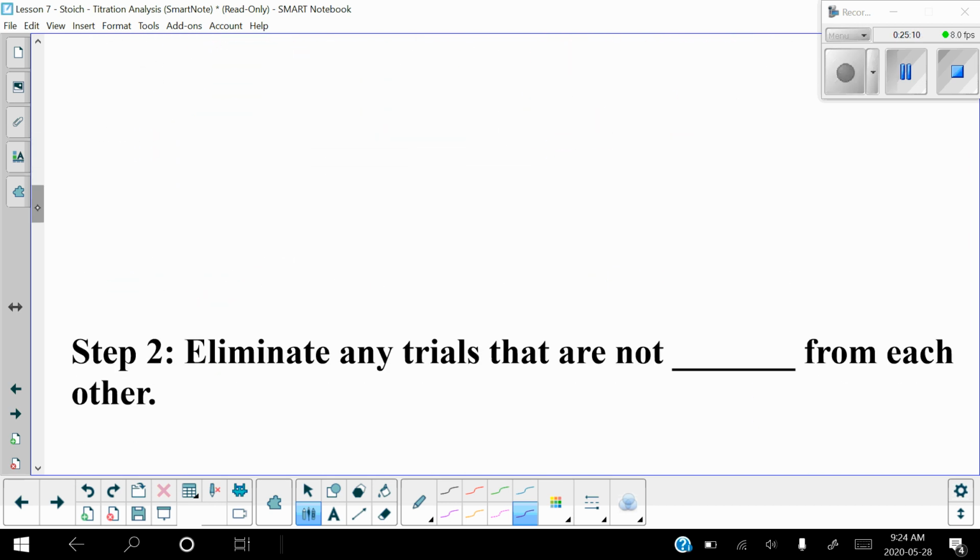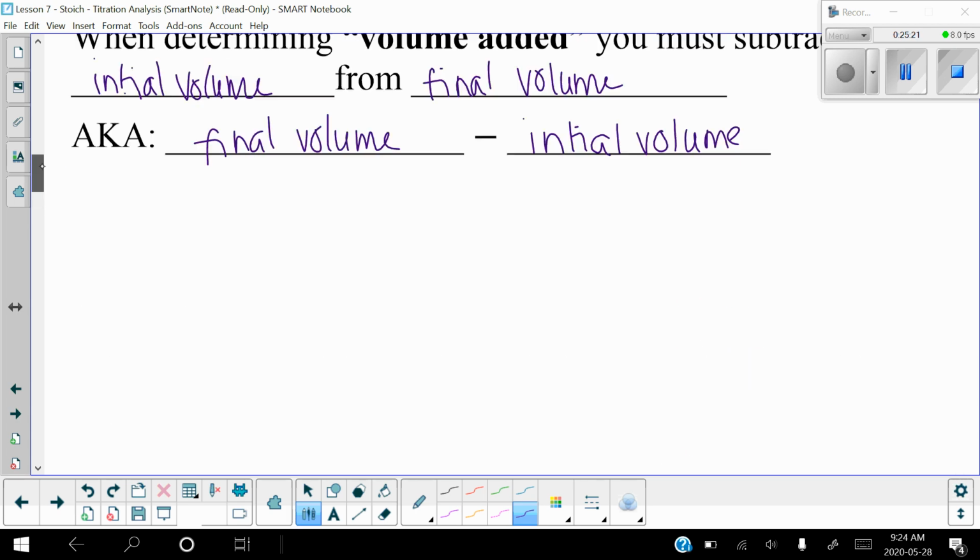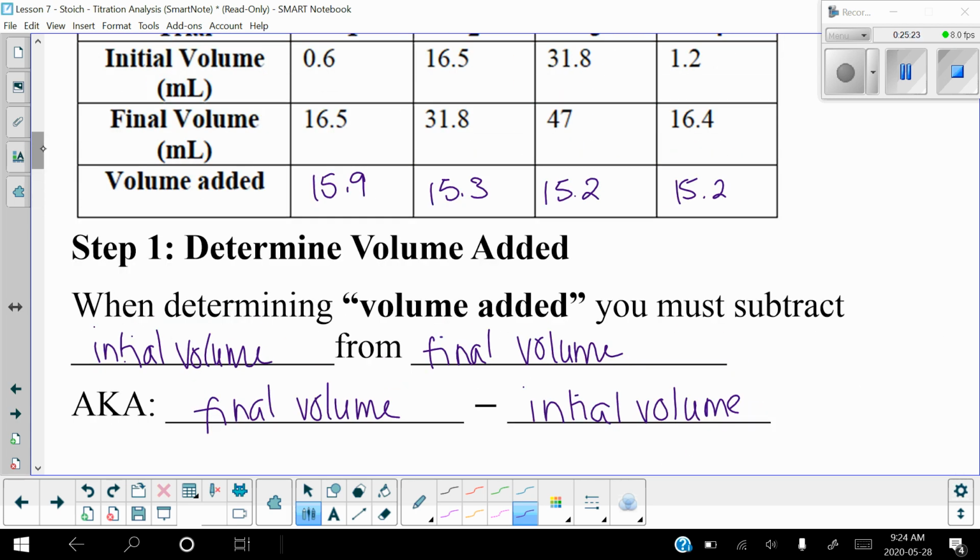The next step, eliminate any trials that are not plus or minus 0.2 from each other. So you're going to go back and you want to look at numbers that are close to each other. You want to see if there are any bad trials that you had. Most likely when you do a titration in the lab, your first trials are not going to be as good as your last ones. So we're looking at these three numbers here.